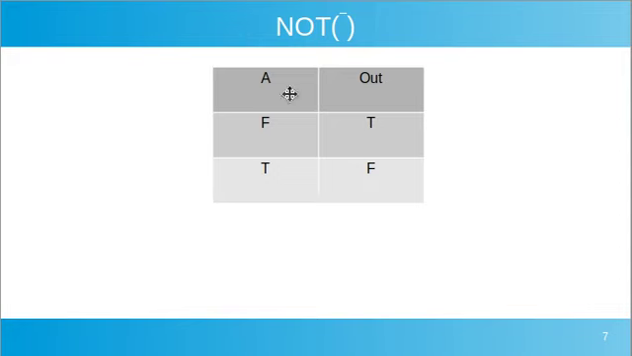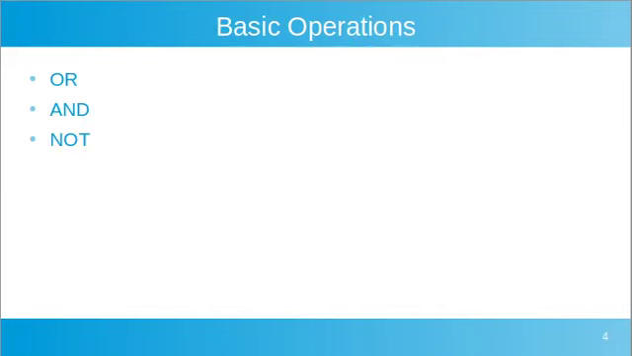Another operation is NOT. That is, it is the negation of the input value. If the input is false, the output is true. If the input is true, the output is false. So these are the basic operations of Boolean algebra.